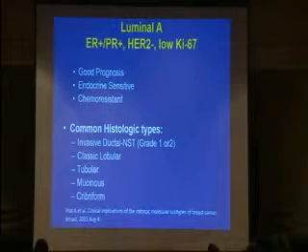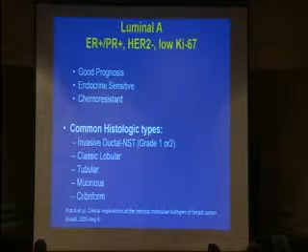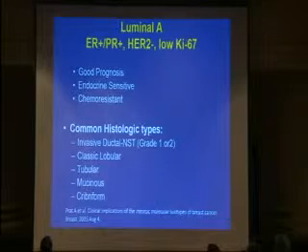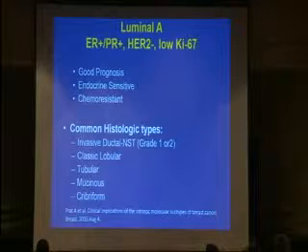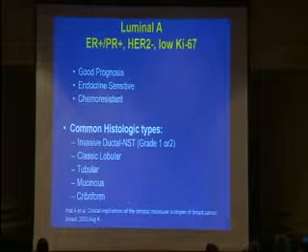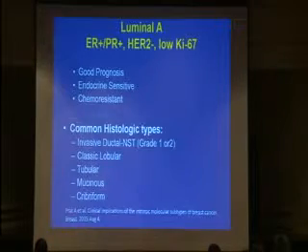Alright, so luminal A tumors, they are typically ER/PR positive, HER2 negative, with low Ki67. Of course, there is an exception for every rule, but this is the majority of luminal A tumors. These tumors have good prognosis, they are endocrine sensitive, and they are chemo-resistant. The common histologic types that, if we look under the microscope, we can predict this is going to be a luminal A: low-grade ductal carcinomas, classic lobular, tubular carcinomas, mucinous, and cribriform.